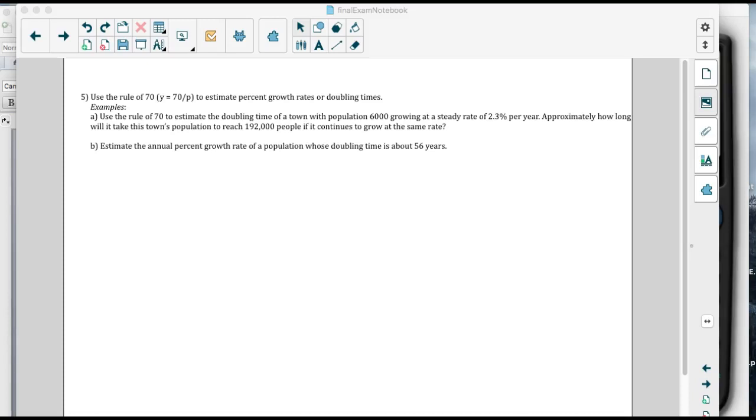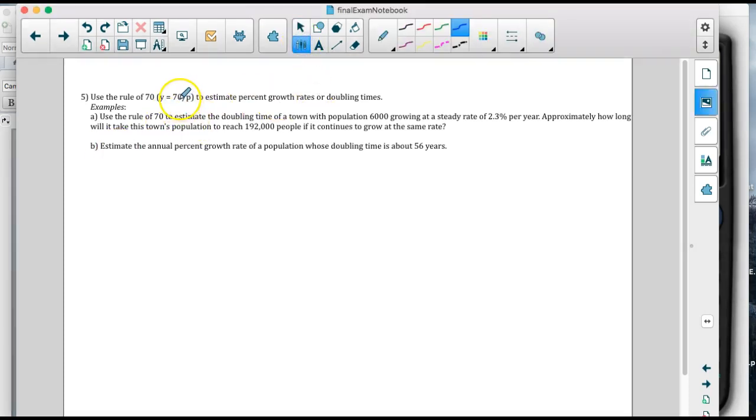Okay, this is problem 5 on the review for the final exam. It says use the rule of 70. That means 70 divided by the percent to estimate the percentage growth rates or doubling times. So if you put the percent in there, it'll give you the doubling time, or you can get the approximate growth rate if you have the doubling time. Put the doubling time in for y.